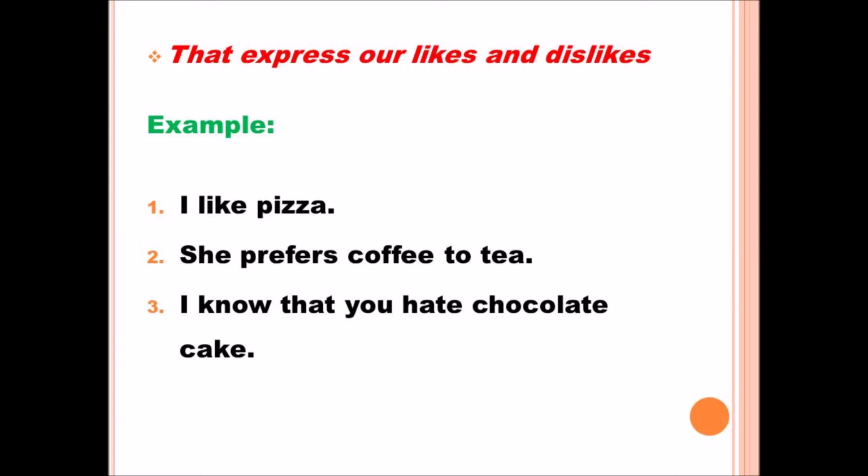She prefers coffee to tea. What does it mean? She likes coffee more than tea. So prefers is a present tense verb. Next, I know that you hate chocolate cake. So he knows that somebody hates chocolate cake. So it is a known thing. So we use simple present tense.